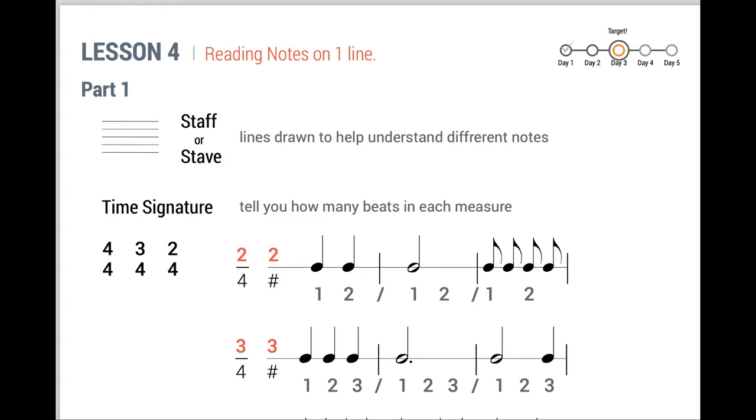So far, we have checked how musical notation has changed. There were no lines at the beginning, but as they needed, people added a line to recognize the different notes, and it became five lines now. These five lines we call staff or staves, lines drawn to help understand the different notes.